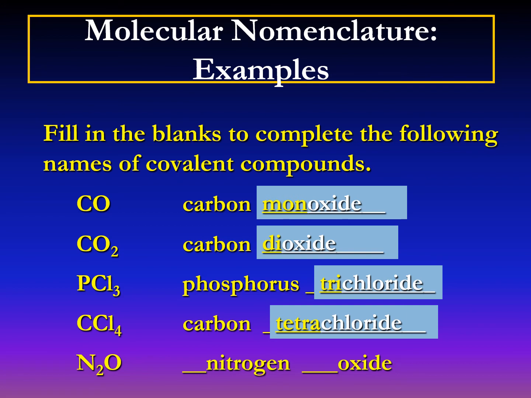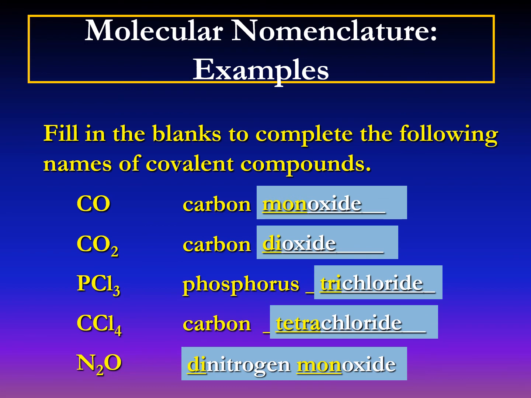But in the last example here, N2O, we do have to give a number, a prefix. We're going to call that dinitrogen. And there's only one oxygen. We always give a prefix to the second element, so we're going to call that monoxide. Dinitrogen monoxide.